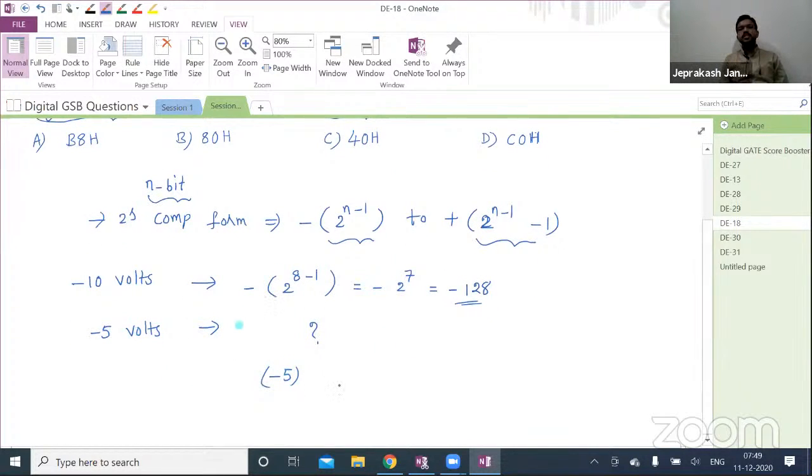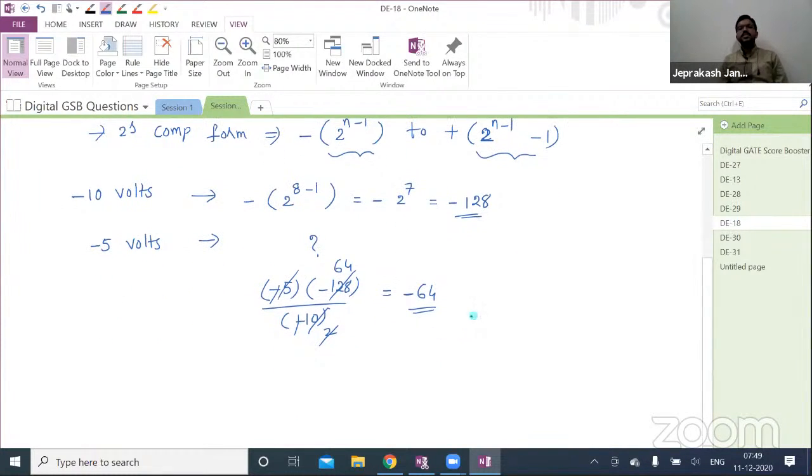You can do cross multiplication: minus 5 into minus 128 divided by minus 10. Yes or no? Minus will get cancelled. 5 2s are 10, so 2 64s, right? That means you are getting minus 64. That means minus 5 volts we can represent with minus 64. Minus 64 is the decimal number. We have to represent it in 2's complement form. All of you please respond, how can we represent minus 64 in 2's complement form?